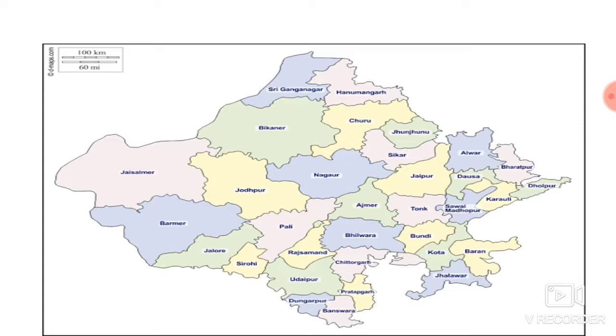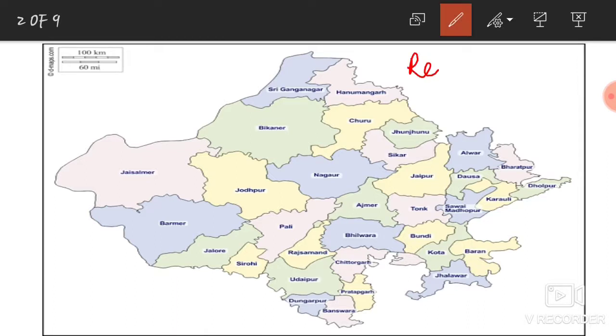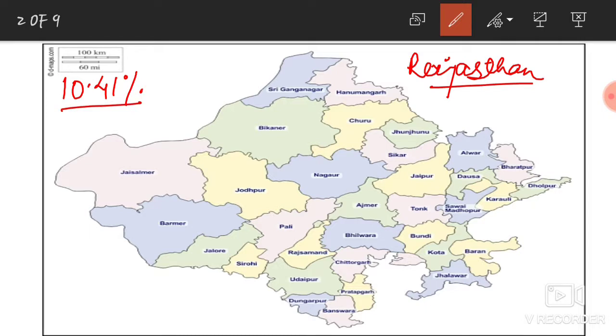In this video, we will be discussing the geographical introduction of Rajasthan. Rajasthan is the topmost state of India in terms of area. A very favorite question of RPSC or RSMSSB is what percentage of the total country's area Rajasthan occupies, and that is 10.41%. So you should note this fact.